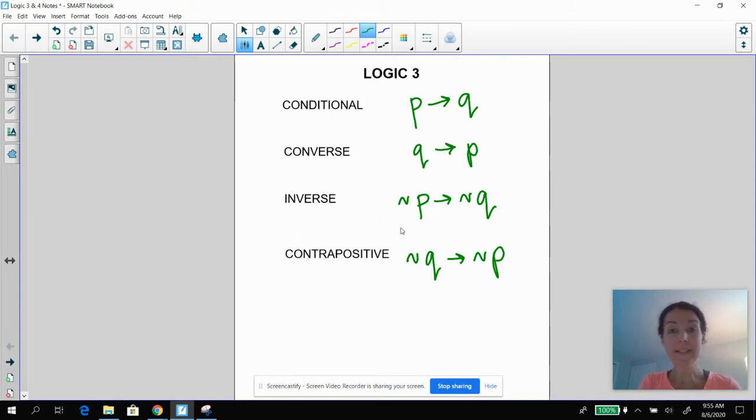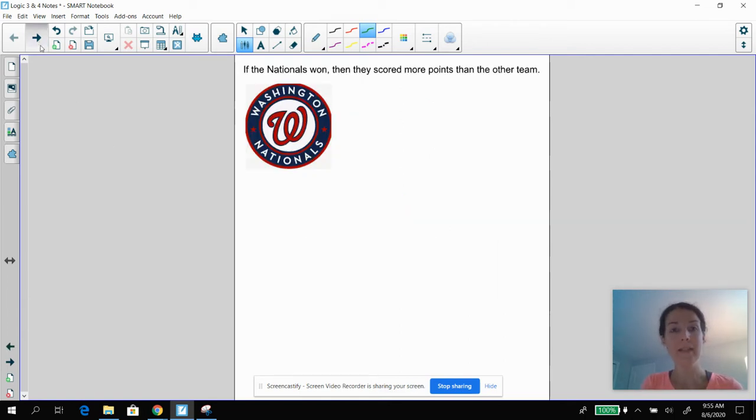Okay, so let's take this into account. So conditional, converse, inverse, and then the contrapositive. So let's look at an example here. So if the Nationals won, and I'm still reveling in the Nationals World Series Championship 2019. Woo-woo. So if the Nationals won, then they scored more points than the other team. So go ahead and pause the video, and I just want you to translate this initial conditional statement.